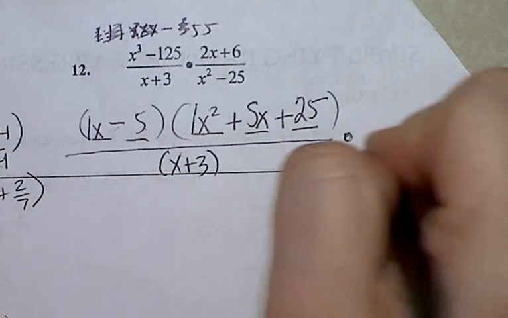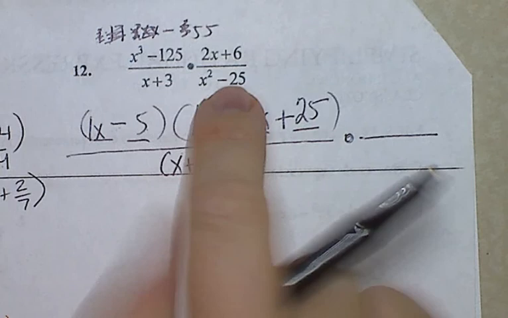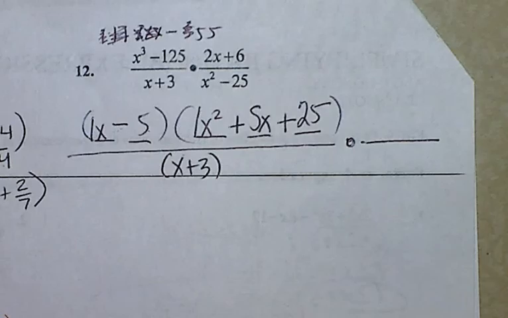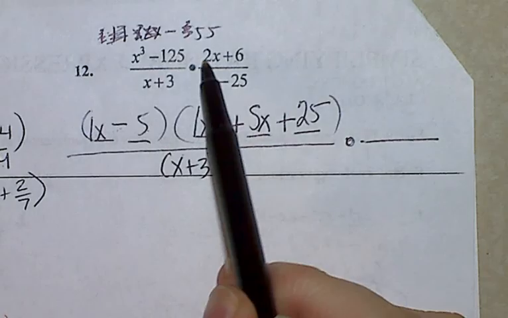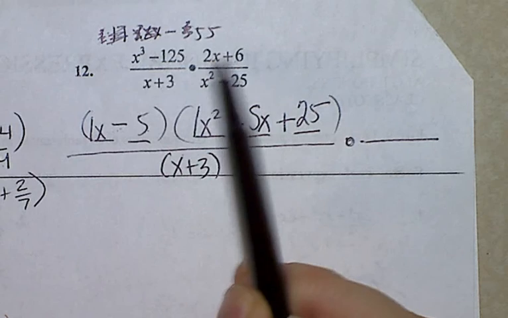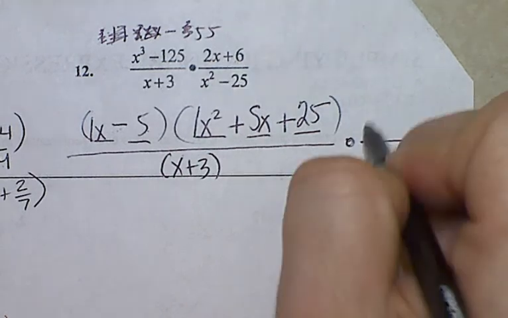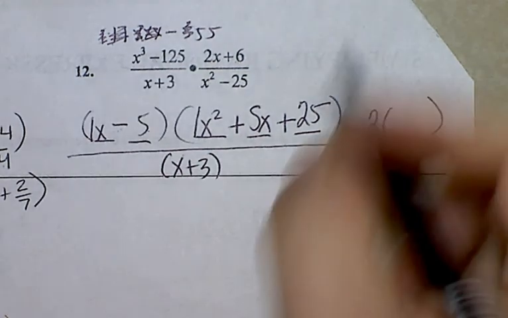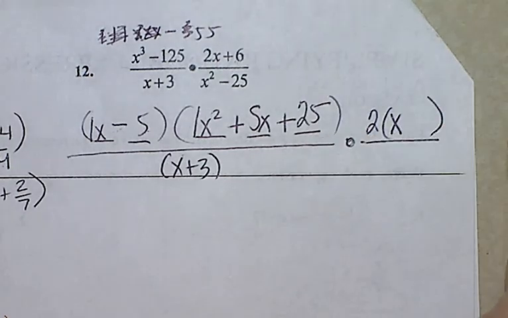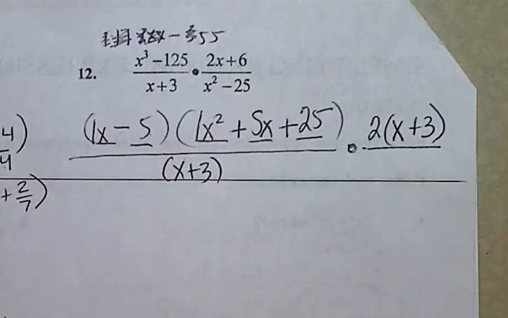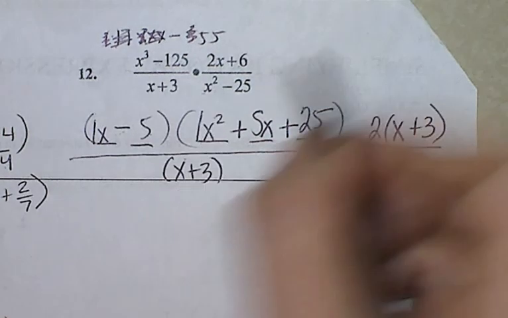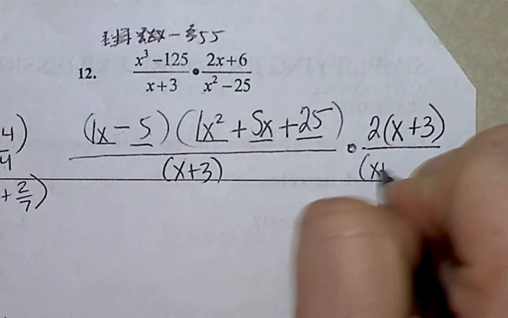Okay, in the numerator of the second fraction, 2x plus 6, although I can't take an x out of both, I can divide a numerical value other than 1. I can divide by 2. 2 times x is 2x. 2 times positive 3 is positive 6. On the bottom, x squared minus 25 reduces to x plus 5 and x minus 5.